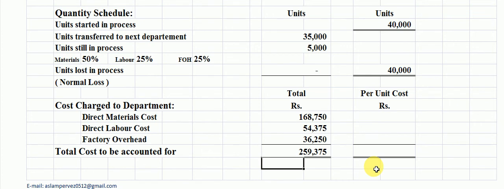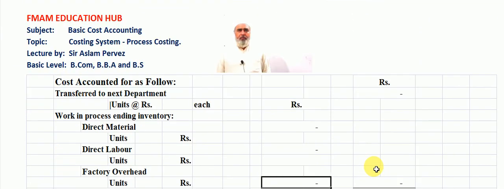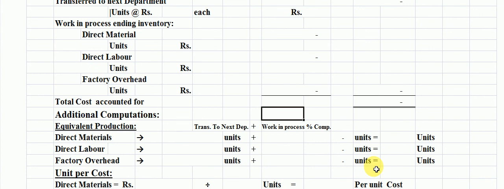Now we move to the fourth section to find out the equivalent production in material units, direct labor units and factory overhead units. Dear students, this is the fourth section, addition and computation, in which we firstly put the completed units, which are 35,000 units completed and transferred to the next department. We have to write that here.